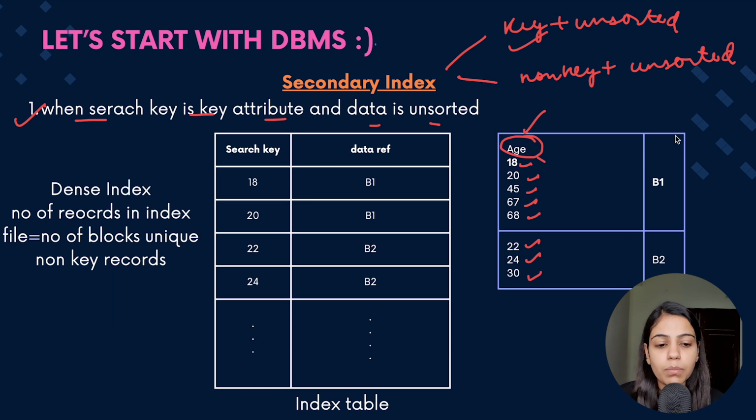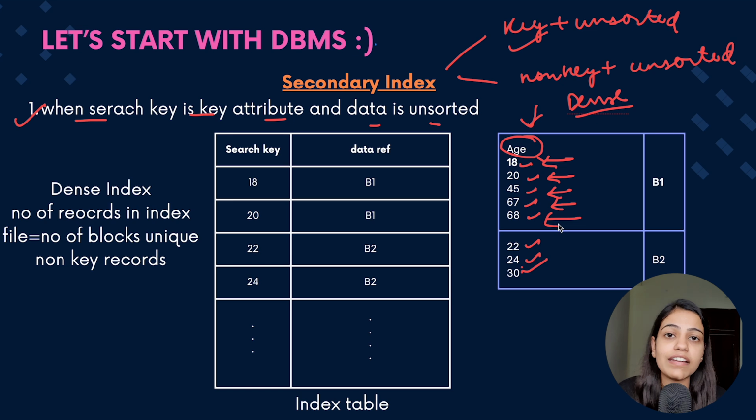So the data is unsorted and it is a non-key attribute. It is stored in the blocks present in our hard disk. Let's understand how the indexing will be done in this case. Here we can see that age has unsorted data, so we can use a dense index, and in this dense index we will provide an entry for each and every record present in our table. We just have to make sure that the entry is unique.